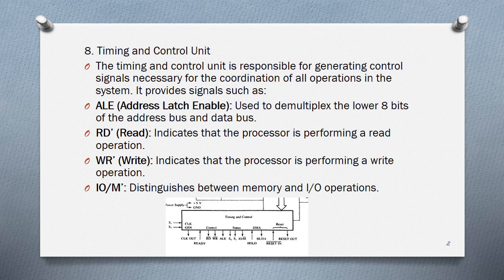Next is reset in and reset out. These are produced by the processor to reset the devices along with the processor. So all the devices that are connected to the processor will be reset based on the signal. So this is the timing and control unit.